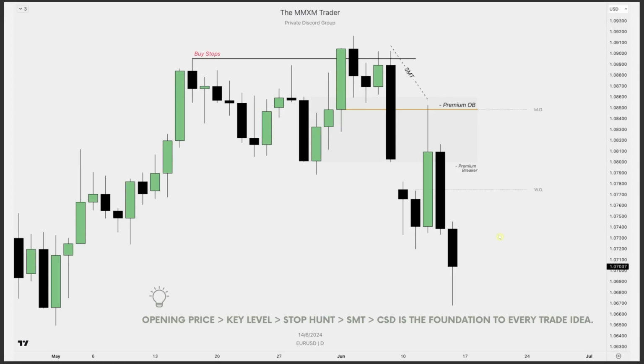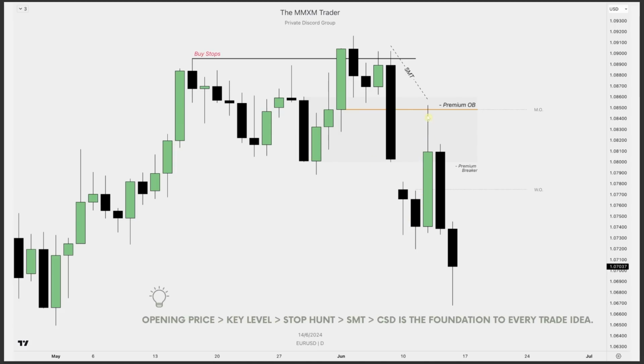What do we have? Think about the sequence, right? To use the opening price for the power of 3, we need to hit a key level, see a stop hunt with SMT, and then a change in the state of delivery is the foundation to this trade idea. So we can see over here the buy stops got raided, right? Then we're leaving behind a premium order block. Price breaks down lower, leaving behind a breaker, right? So a premium level breaker.